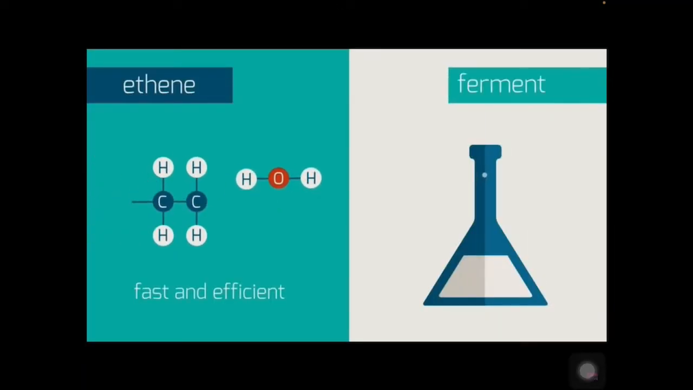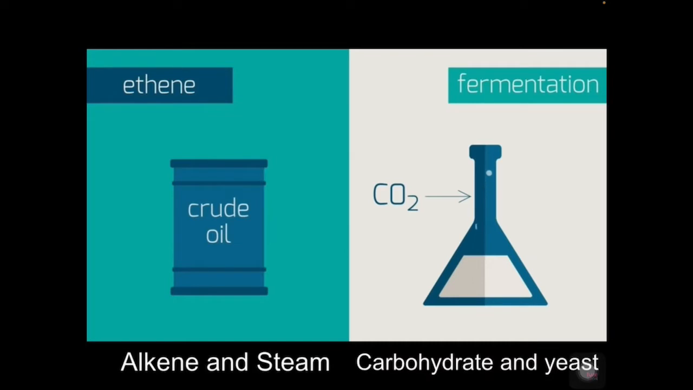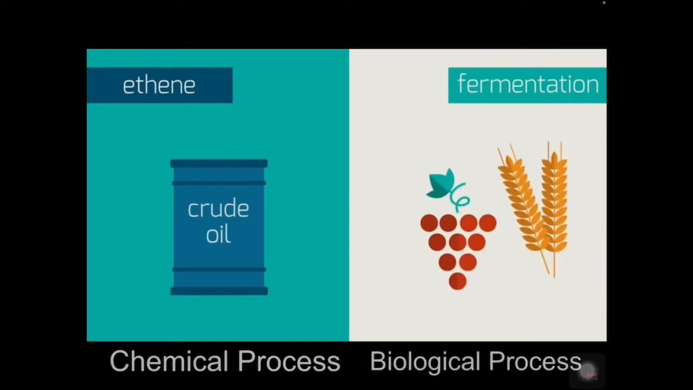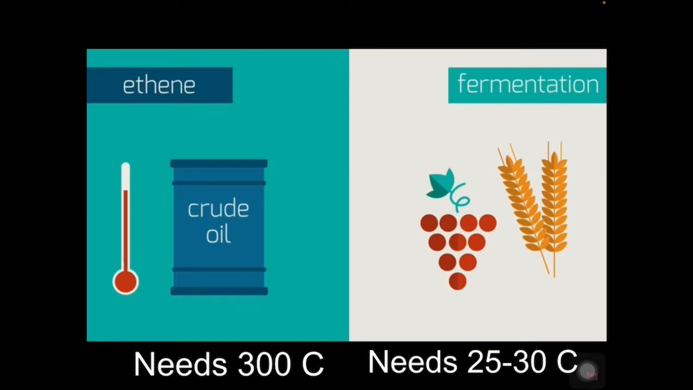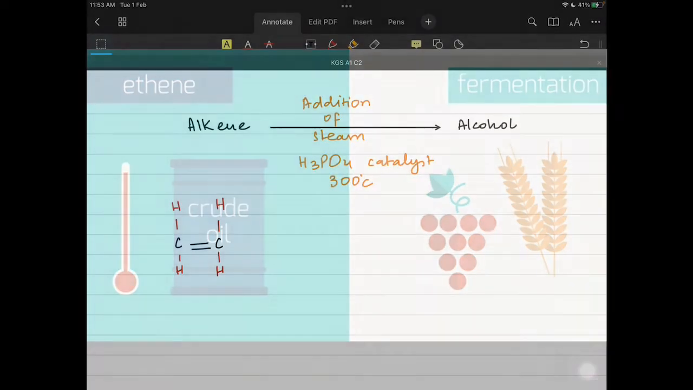Similarly, we compared the idea of addition of steam and fermentation. We saw that addition of steam required alkene and steam, while fermentation required yeast and carbohydrates. Addition of steam was much of a chemical process, fermentation was a biological process. Addition required 300 degrees Celsius, while fermentation took place at room temperature. Fermentation could be used to make ethanol only, and this was a comparison from the last video.